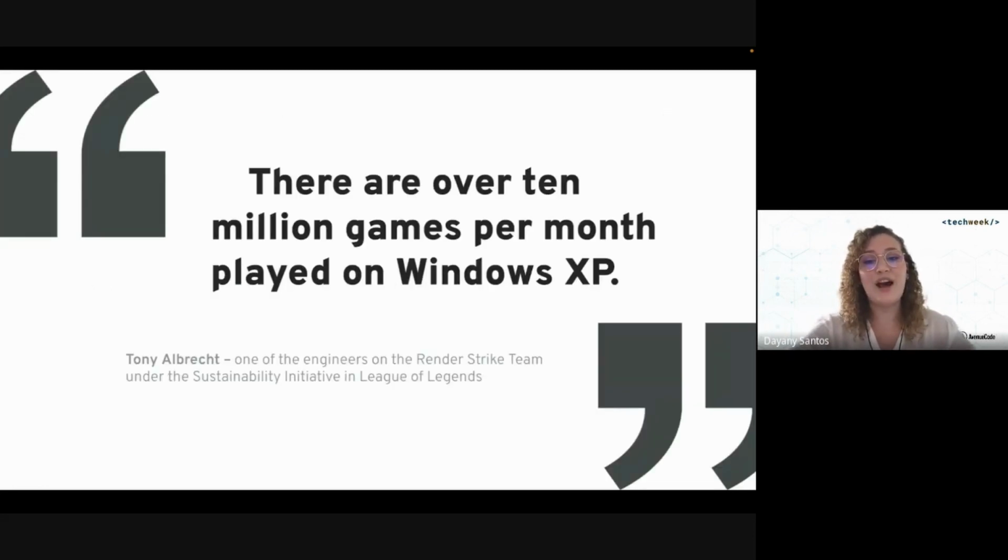So Tony Albrecht, one of the engineers on the Render Strike team under the Sustainability Initiative of League of Legends, said there are over 10 million games per month played on Windows XP. According to him, Windows XP is currently the 4th most popular OS version running the game League of Legends.